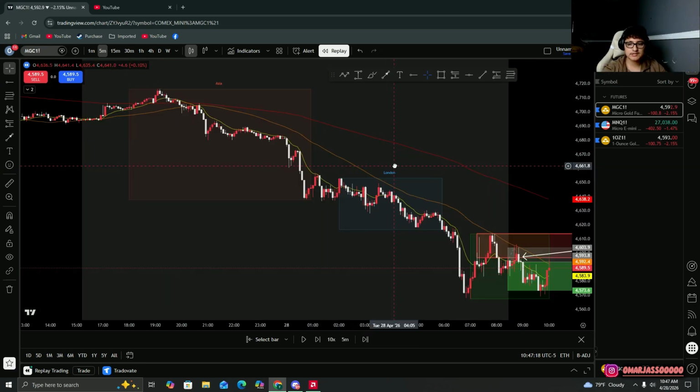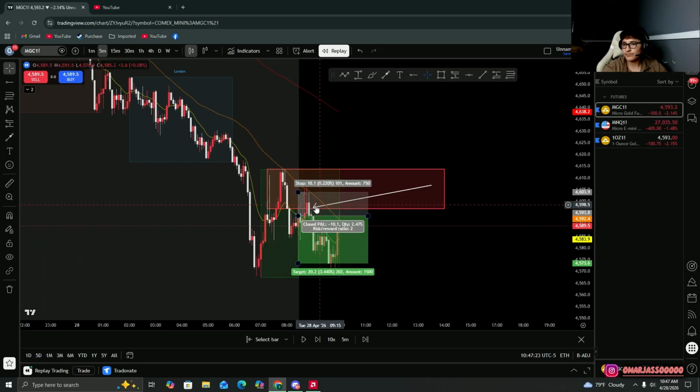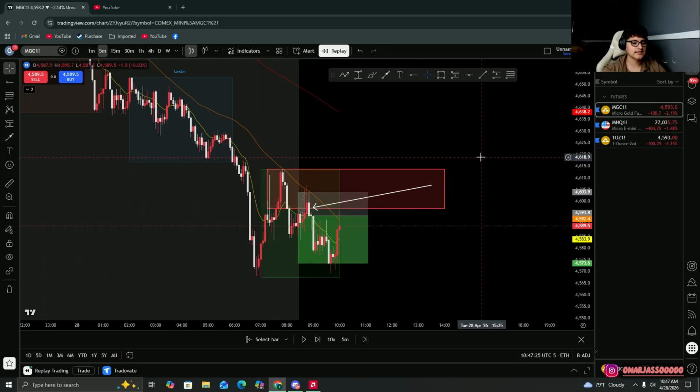But yeah, this is basically how I should have taken this trade. It is what it is, but next time I'll be a little bit more cautious. I won't be trading around 8:30, and let's see what Thursday has for us.